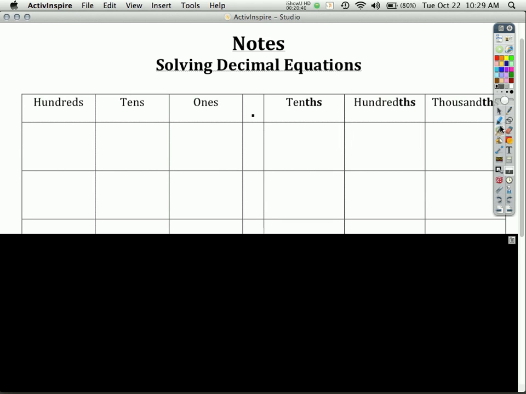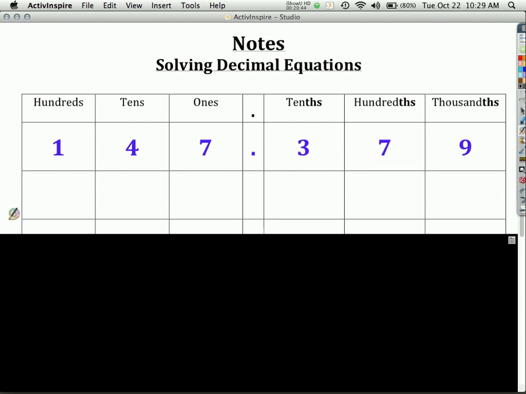So let's do an example. Everyone fill in these numbers. Well, those digits, it's actually one number. So we're going to look at the number 147 and 379 thousandths. Most of us say 147.379. But this part of the number is 379 thousandths.